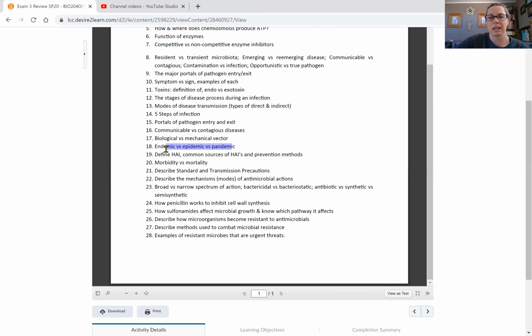Epidemiology stuff here: endemic, pandemic, epidemic, what are the differences there? What is an HAI, a healthcare acquired infection? Okay, what is that? How do you get it? How do you prevent it?